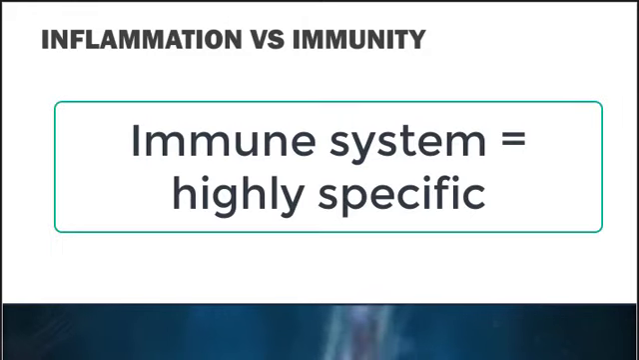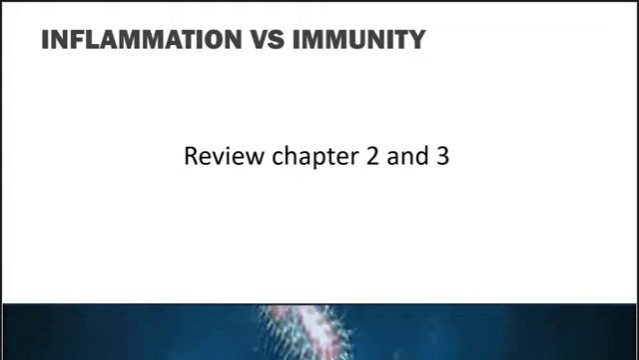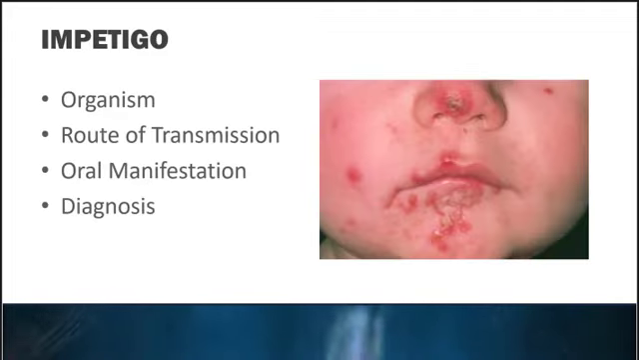But our immune system, though, is highly specific. Antibodies are formed in response to a specific antigen, and our immune system recognizes that and attacks. So feel free to review my previous videos from chapters 2 and 3 if you need a more detailed description of the difference between inflammatory and immune response.